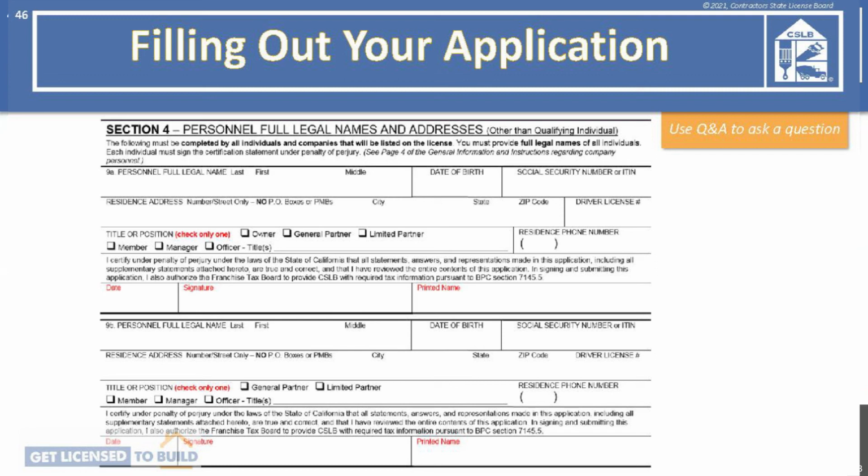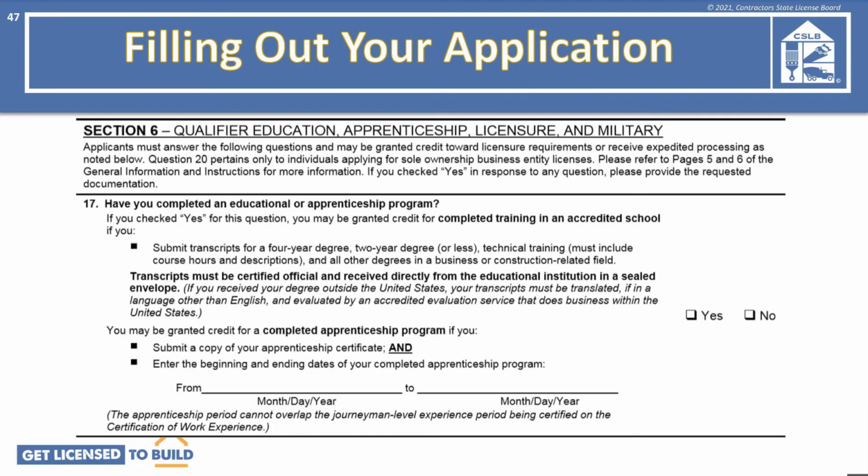Remember that if you're going to have a corporation or an LLC, you're going to want to make sure that everybody who is listed with the Secretary of State is listed here in section 4. And like we mentioned, if you have more than 4, go ahead and make copies of this form and submit it with your application. All personnel that will be listed on the license must sign the application here in section 4. Now, section 5 is just a series of yes or no questions, so we're not going to cover those. They're pretty self-explanatory. Here, section 6 is the qualifier education, apprenticeship, and licensure and military section.